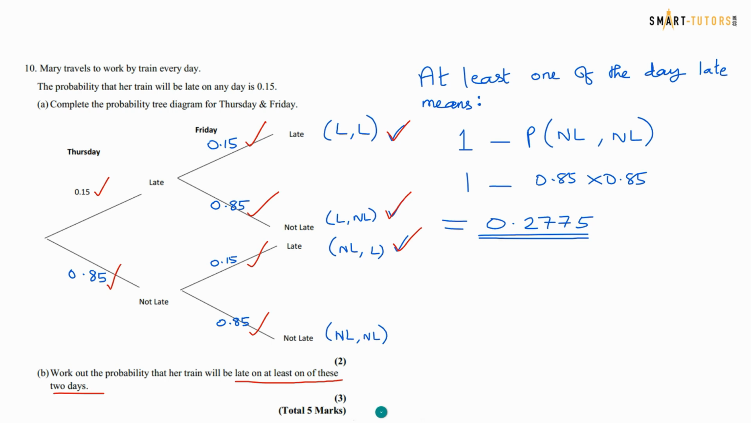Instead of finding the probability for each of these, which is a lot of work, you can take away from 1 the probability of not late, not late. So the probability is 1 minus 0.85 times 0.85. Use the calculator. The answer is 0.2775. So that is the answer for question number 10.